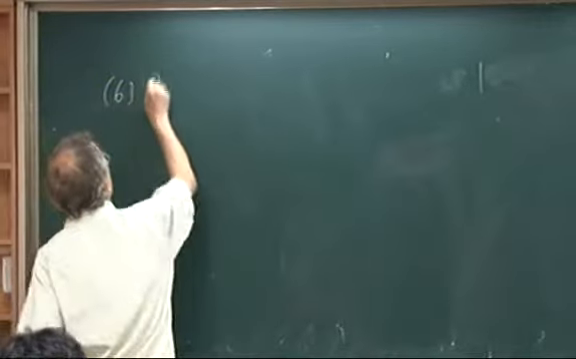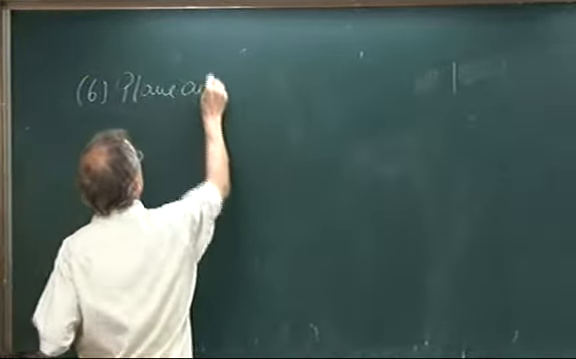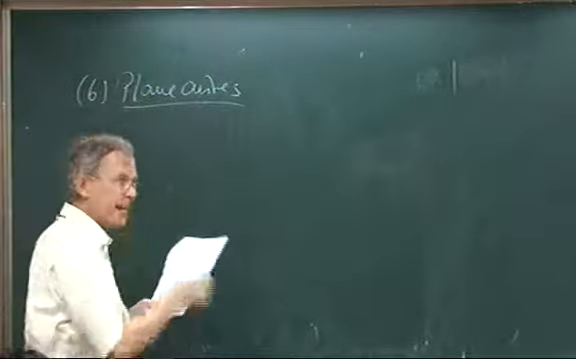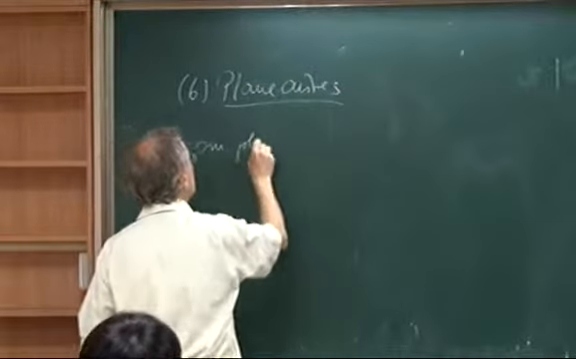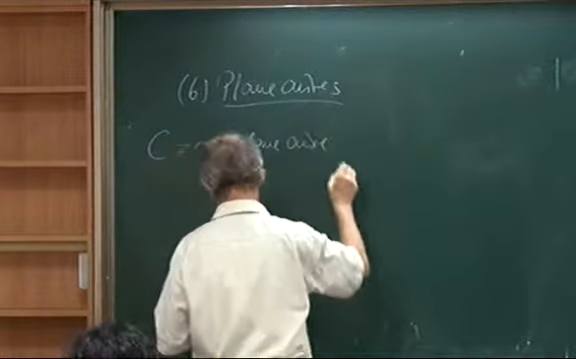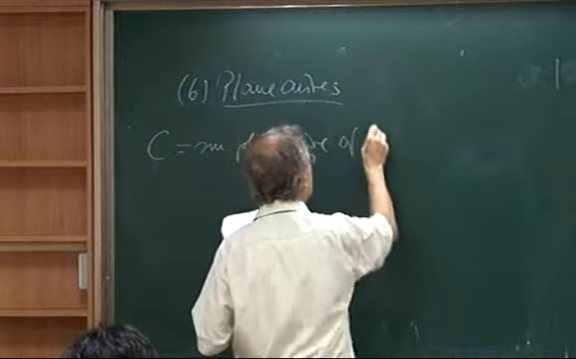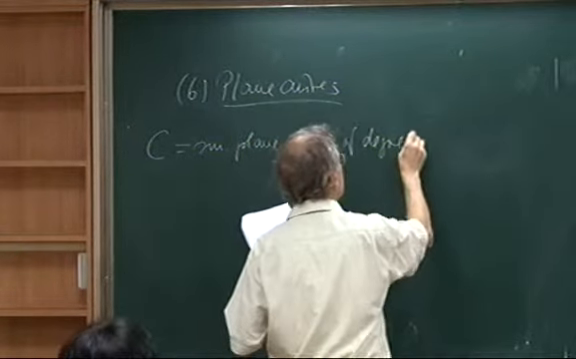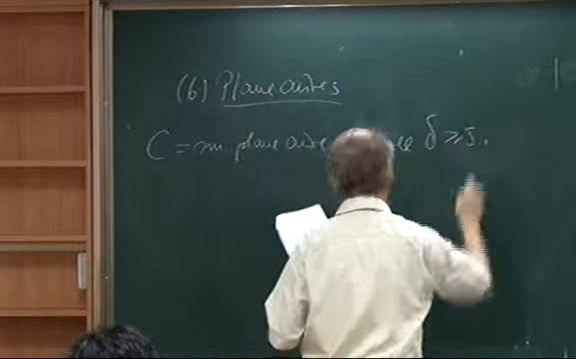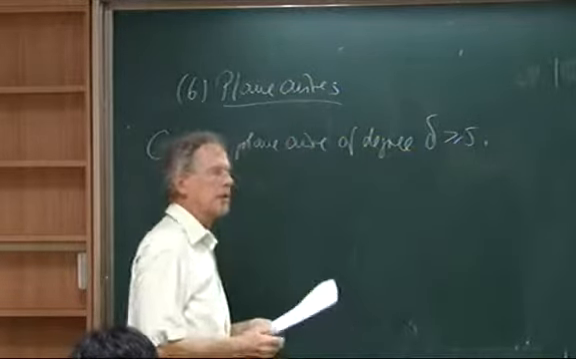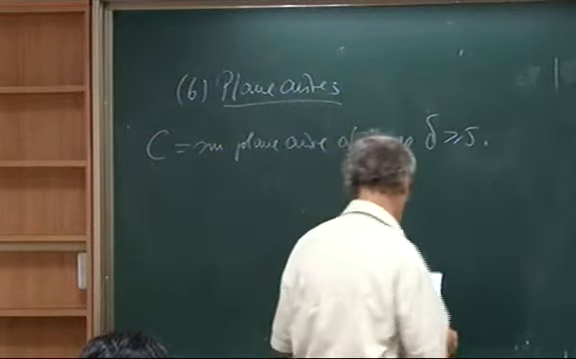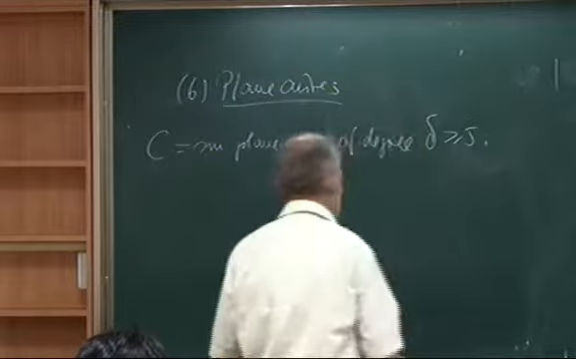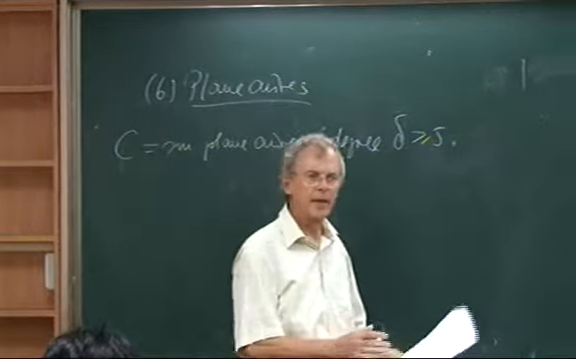So, results for plane curves, smooth plane curves, this means. Okay, so let C be a smooth plane curve of degree delta greater or equal to 5, because for degree 4 the Clifford index is too small, the usual Clifford index. Then by Noether's theorem, all invariants are known.